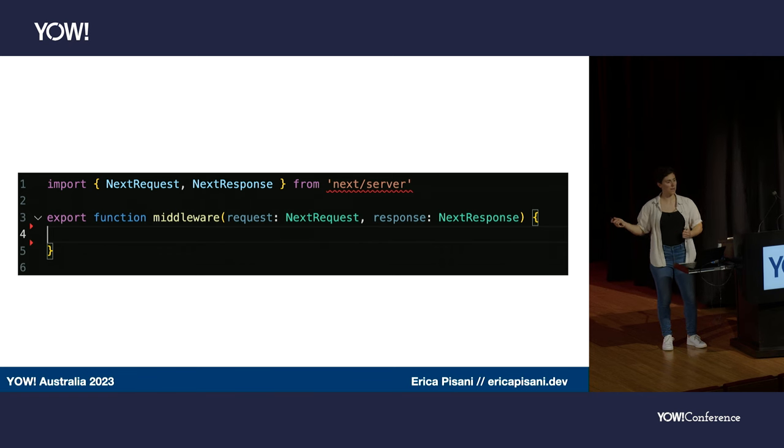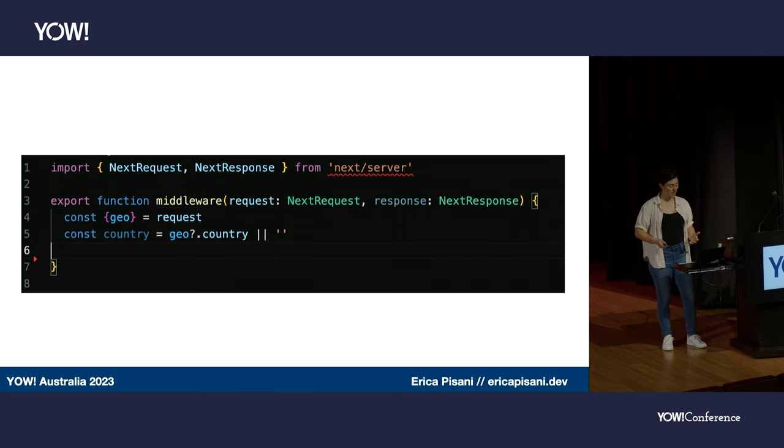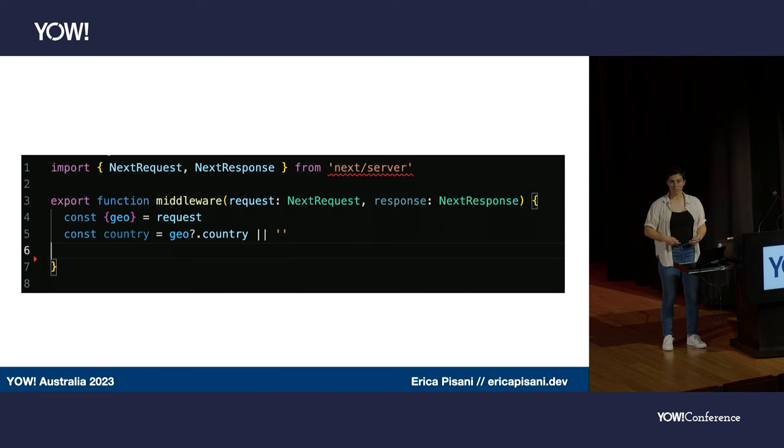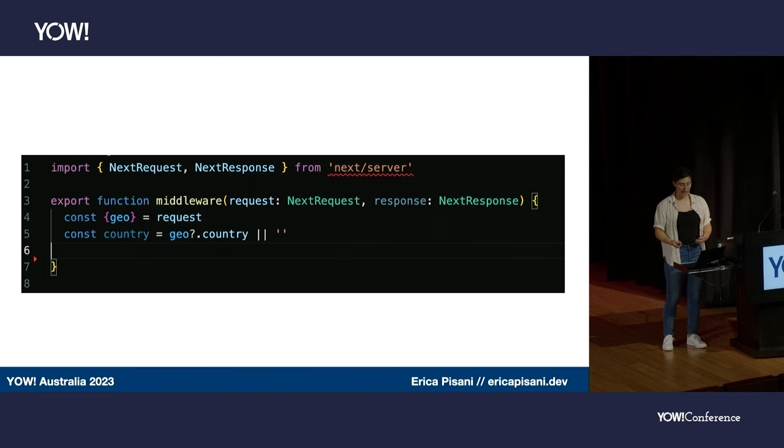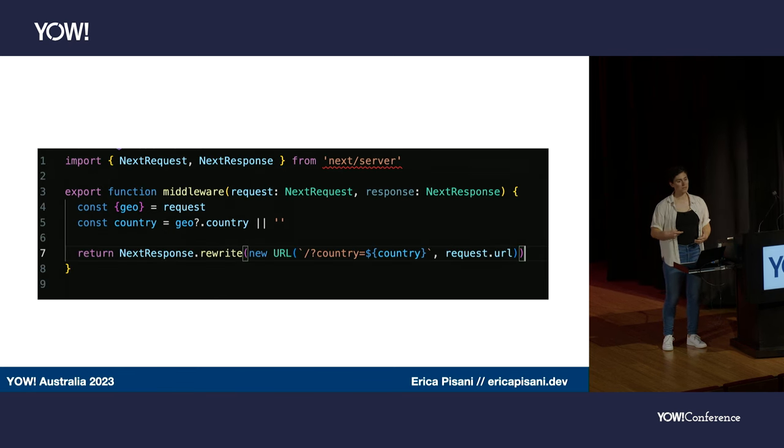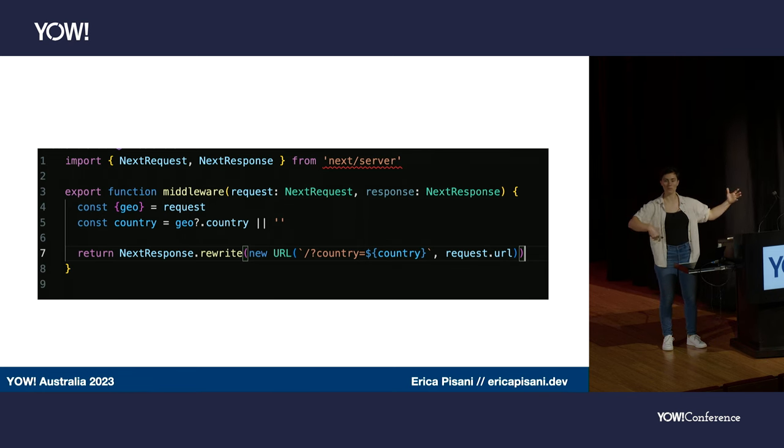So obviously it's a little bit empty right now, so let's add some code. We're getting the country off of the geo object, which is coming from the request. And then from there, I'm adding the country value as a query parameter to the URL before rewriting it. And then the server-side rendered page behind the scenes takes that value, renders the appropriate banner message, and then sends the response back to the user.